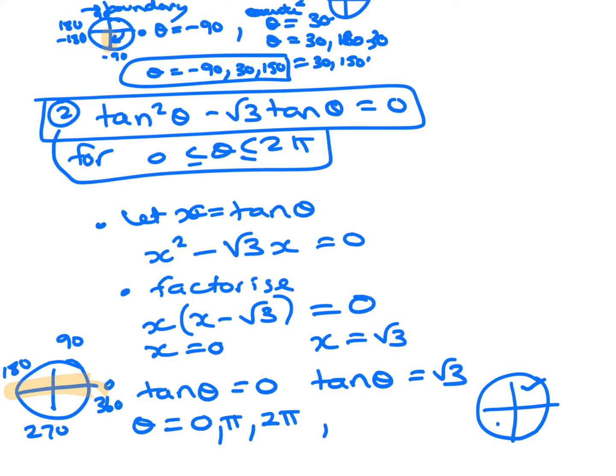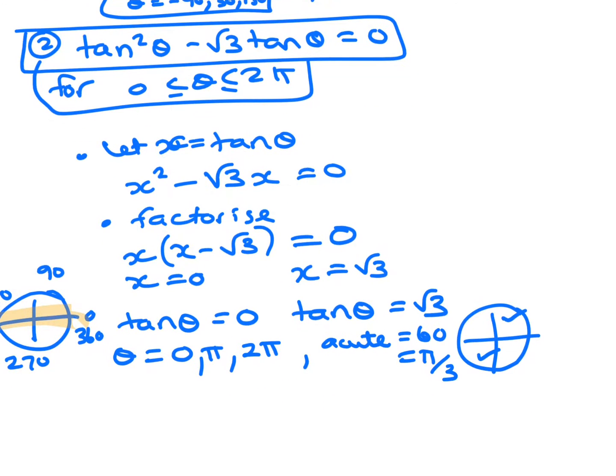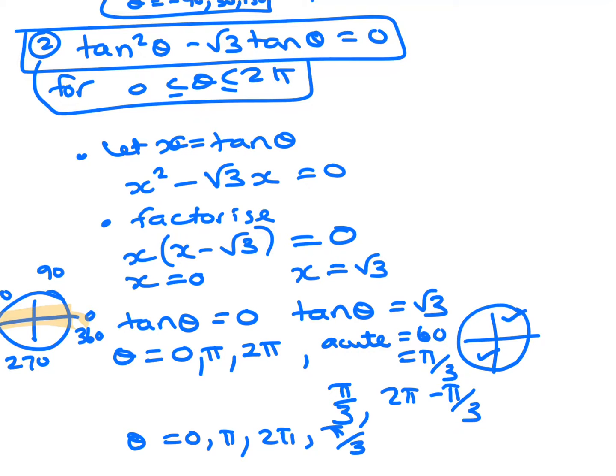Tan equals root 3, that means 2 quadrants there and there. The acute angle is 60, so that's pi on 3. So it's going to be pi on 3 and 2 pi minus pi on 3. So theta would be 0, pi, 2 pi, pi on 3. And this one, if I times by 3, I get 6 minus 1, which is 5 pi on 3. And that is the solution to it.